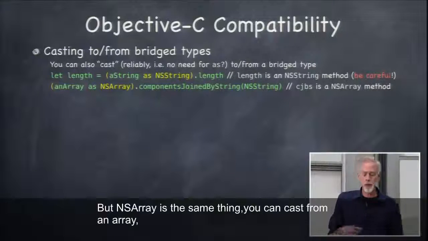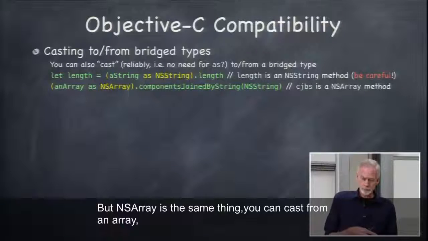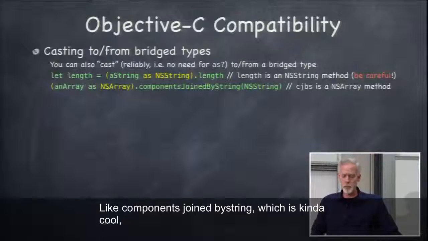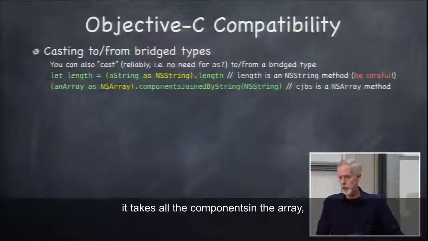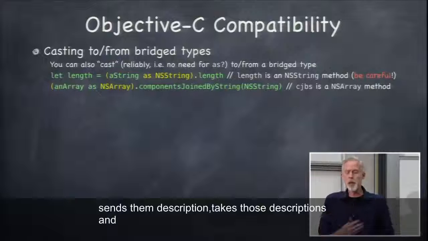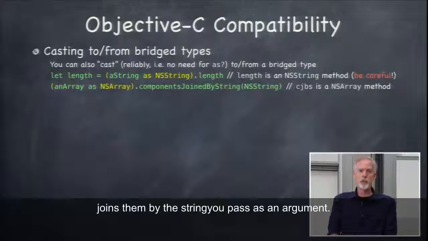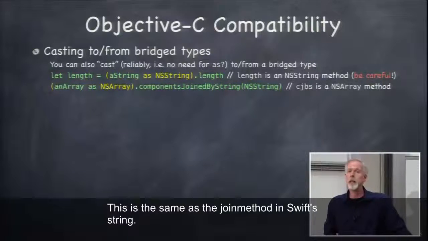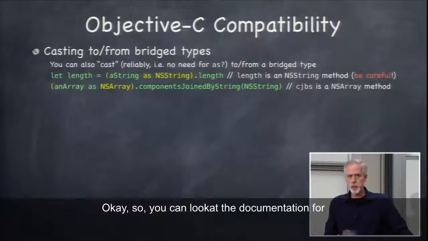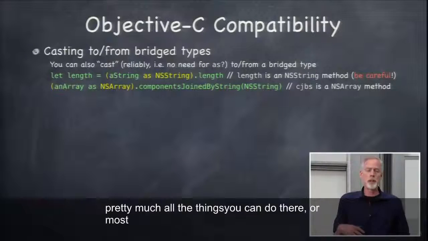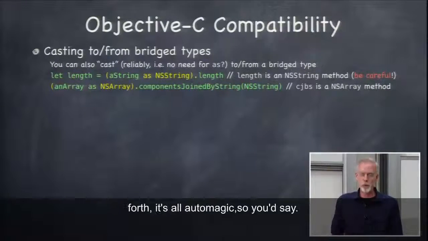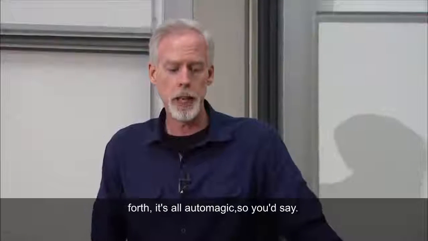But NSArray is the same thing. You can cast from an array that you have in Swift to an NSArray, and then you can call methods in NSArray, like componentsJoinedByString, which is kind of cool. It takes all the components in the array, sends them description, takes those descriptions and joins them by the string you pass as an argument. This is the same as the join method in Swift's String. Okay, so you can look at the documentation for NSString and NSArray, but pretty much all the things you can do there, or most of them anyway, are available in the Swift versions. But again, if you're passing them back and forth, it's all automagic, as we'd say.